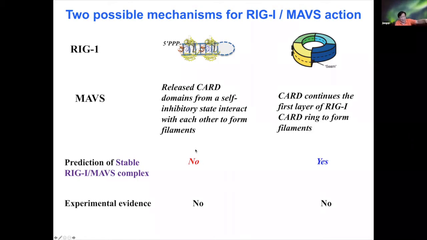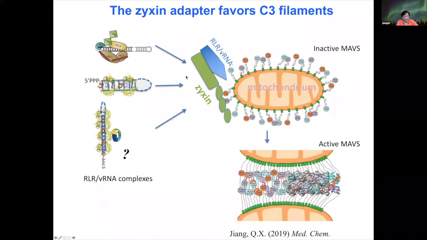So I think currently the data seems to favor the C3 filaments as the physiological form because of the negative co-localization data in both cell-based studies and biochemical studies. Recently, an adapter protein was identified called Qiu-Xing. It was found that Qiu-Xing is very critical for the signaling pathway in virus-infected cells.